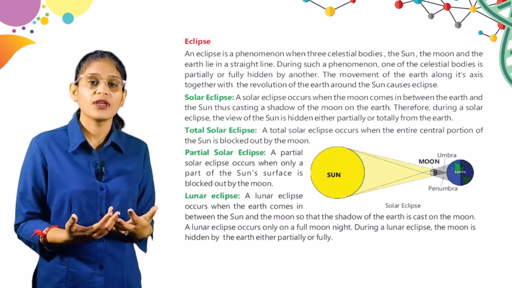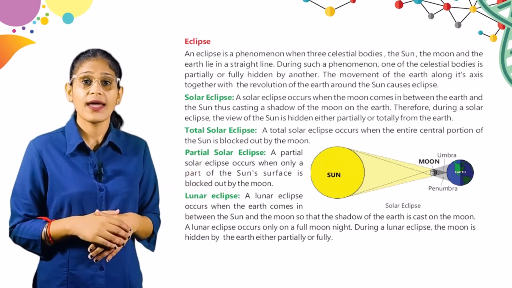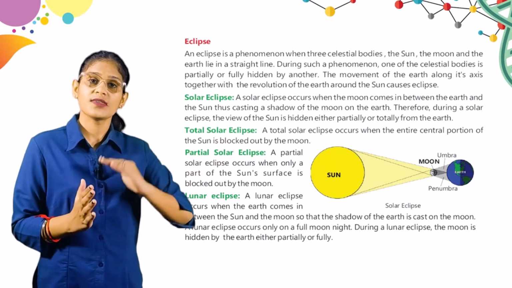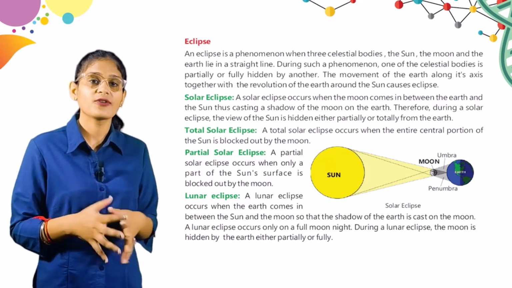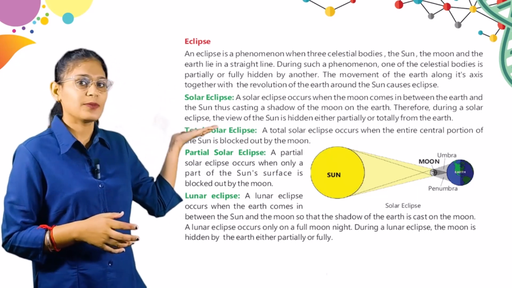सो स्टूडेंट एक्लिप्स कब होते हैं? जब आपका सन, मून और अर्थ तीनों स्ट्रेट लाइन में प्रेजेंट होते हैं एंड आपकी कोई एक बॉडी किसी एक बॉडी को फुली या फिर पार्शियली हाइड करती है. फर्स्ट वी हैव सोलर एक्लिप्स.